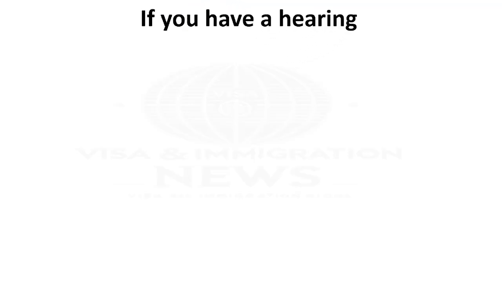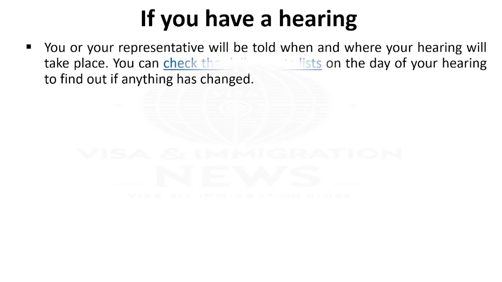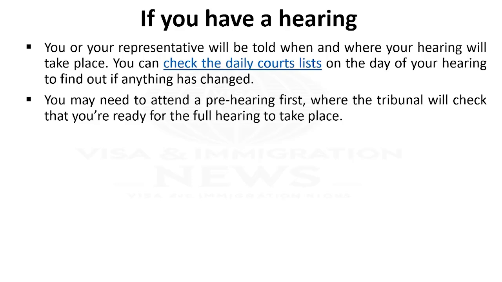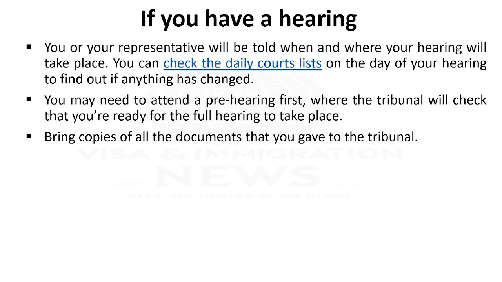If you have a hearing, you or your representative will be told when and where your hearing will take place. You can check the daily court lists on the day of your hearing to find out if anything has changed. You may need to attend a preliminary hearing first, where the tribunal will check that you're ready for the full hearing to take place.